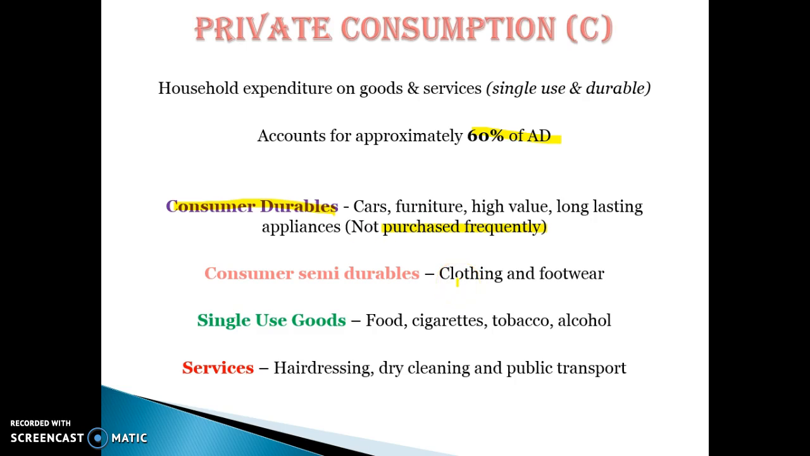Semi-durables are things that we purchase relatively infrequently, clothing and footwear, for example. And then single-use goods: food, cigarettes, tobacco, alcohol, all things that we buy and then consume straight away. Also services are included within consumption. If you go to a hairdresser, if you get your lawn mowed professionally, any dry cleaning, public transport, all that stuff is included in consumption expenditure.